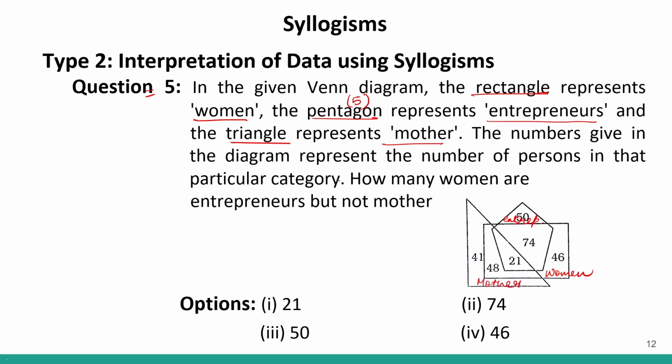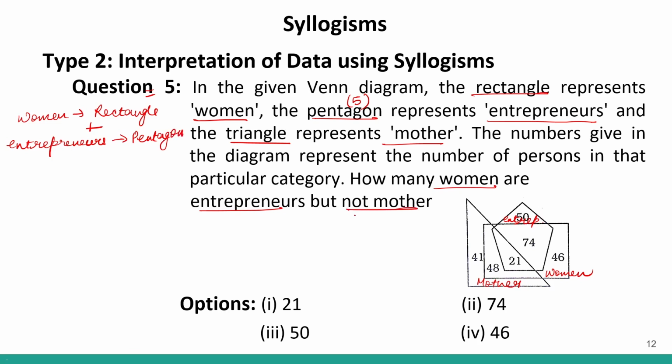The number given in the diagram represents the number of persons in that particular category. How many women are entrepreneurs but not mother? So we have to look at women. Women means rectangle, correct? They should be entrepreneurs. That means we have to look at the pentagon also.